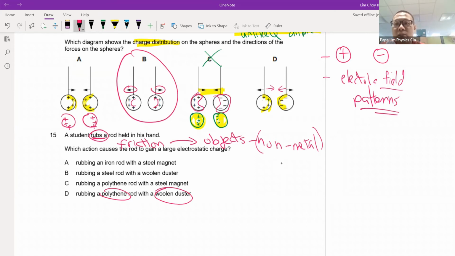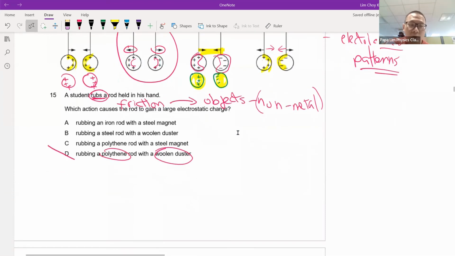So automatically, my first instinct, since the technique is for non-metal objects, is to choose D straight away. I will not even be touching on C, because in C I have one non-metal rod versus a steel magnet. Steel magnet is still a conductor, so I will try to avoid that. So technique wise, charging by friction is usually used for non-metal objects. That's how I eliminate my answers and choose D straight away.